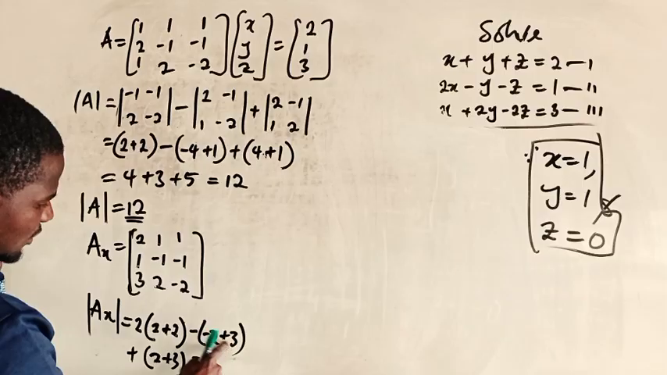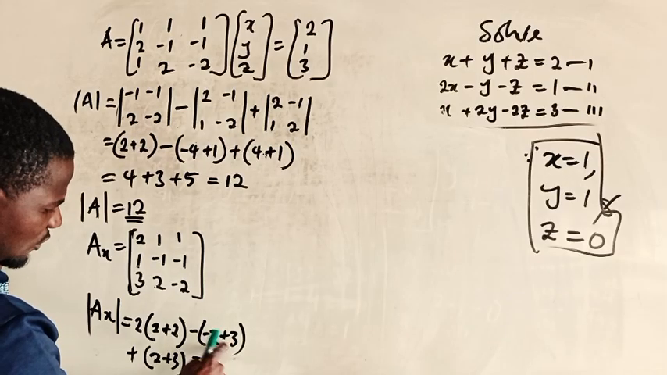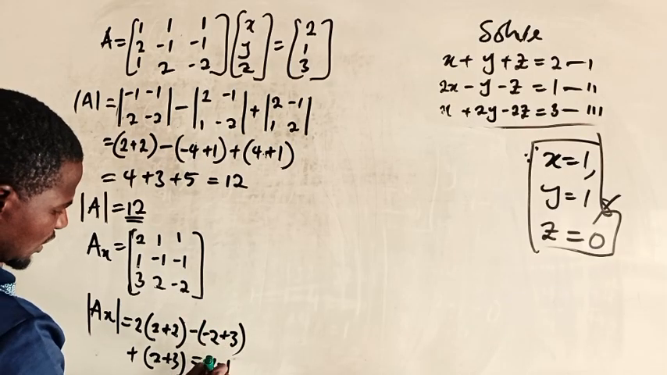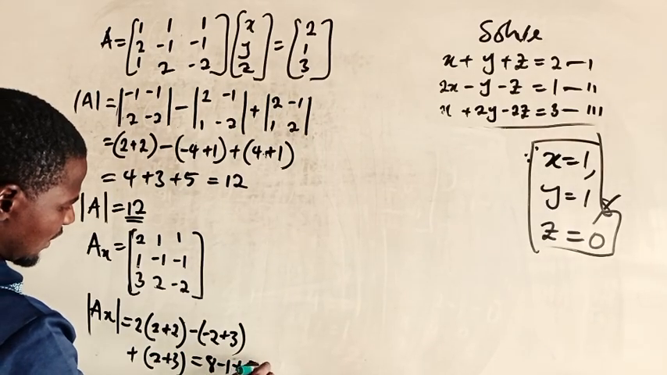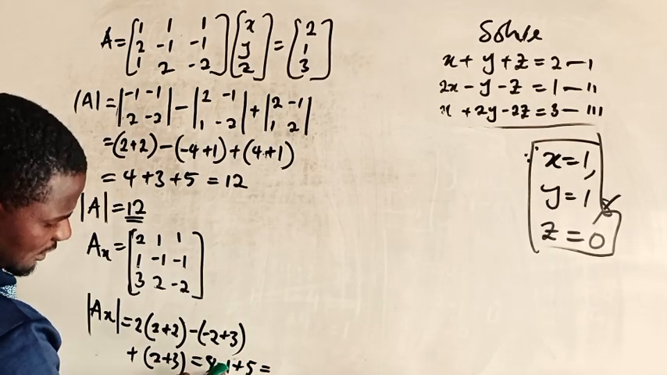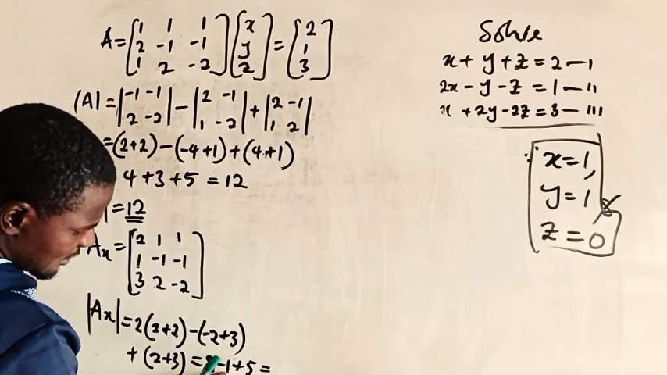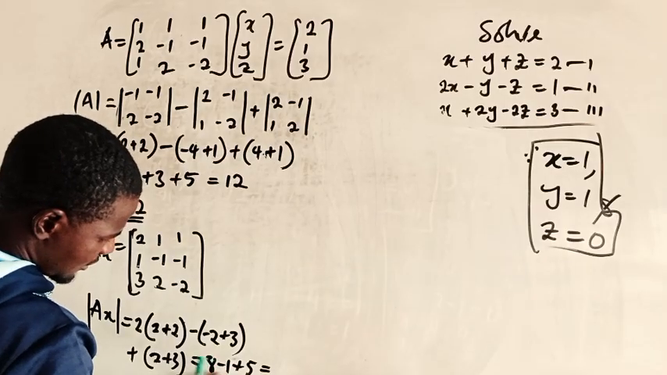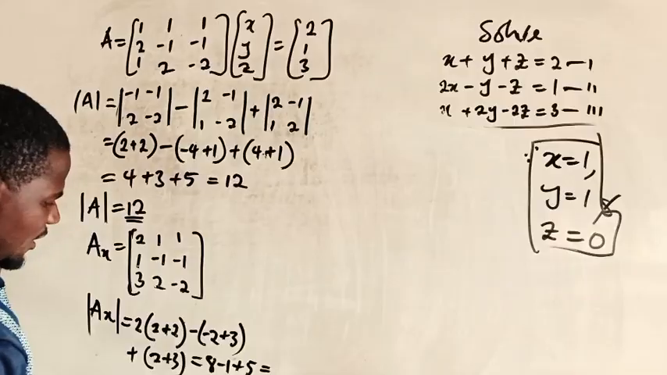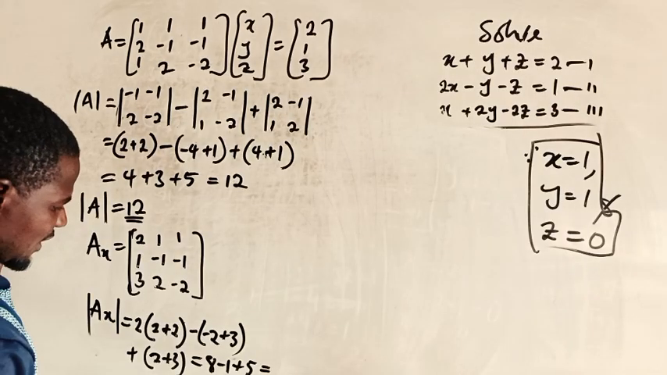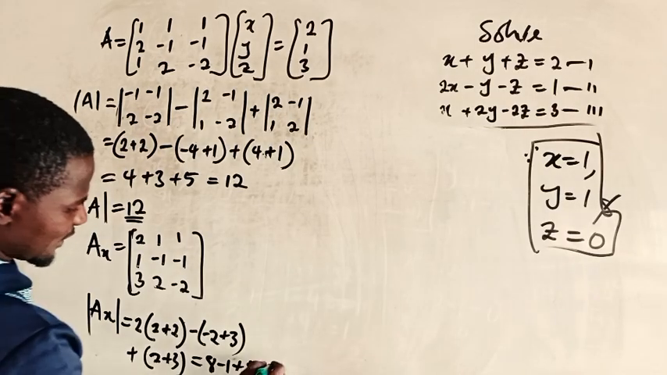Then minus 2 plus 3, I think, is 1. 1 times minus is just minus 1. Then 2 plus 3 is just 5. Now everything here will be 8 minus 1, I think, is 7. Then 7 plus 5 is 12.